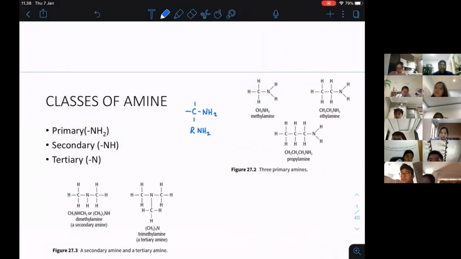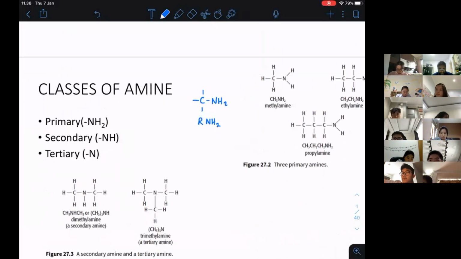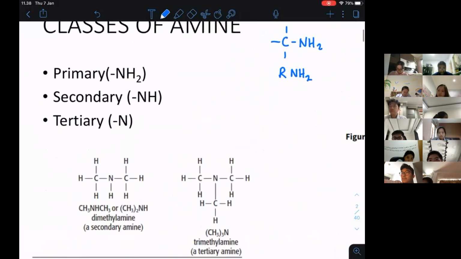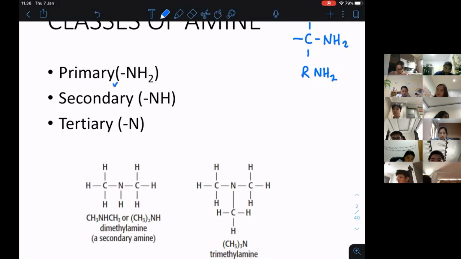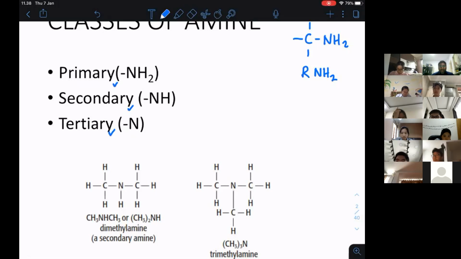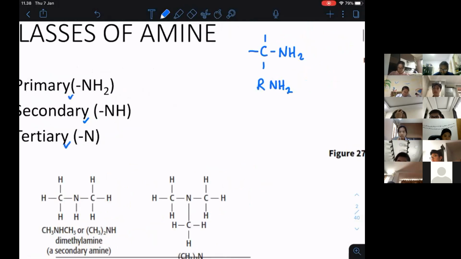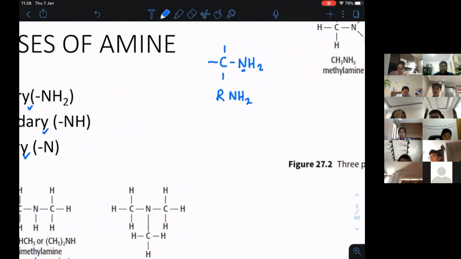So amines have classes. There are three classes. We call them primary amine, secondary amine, and tertiary amine. The primary amine is the normal one. You have the nitrogen being attached to one R group. So that is going to be a primary amine.